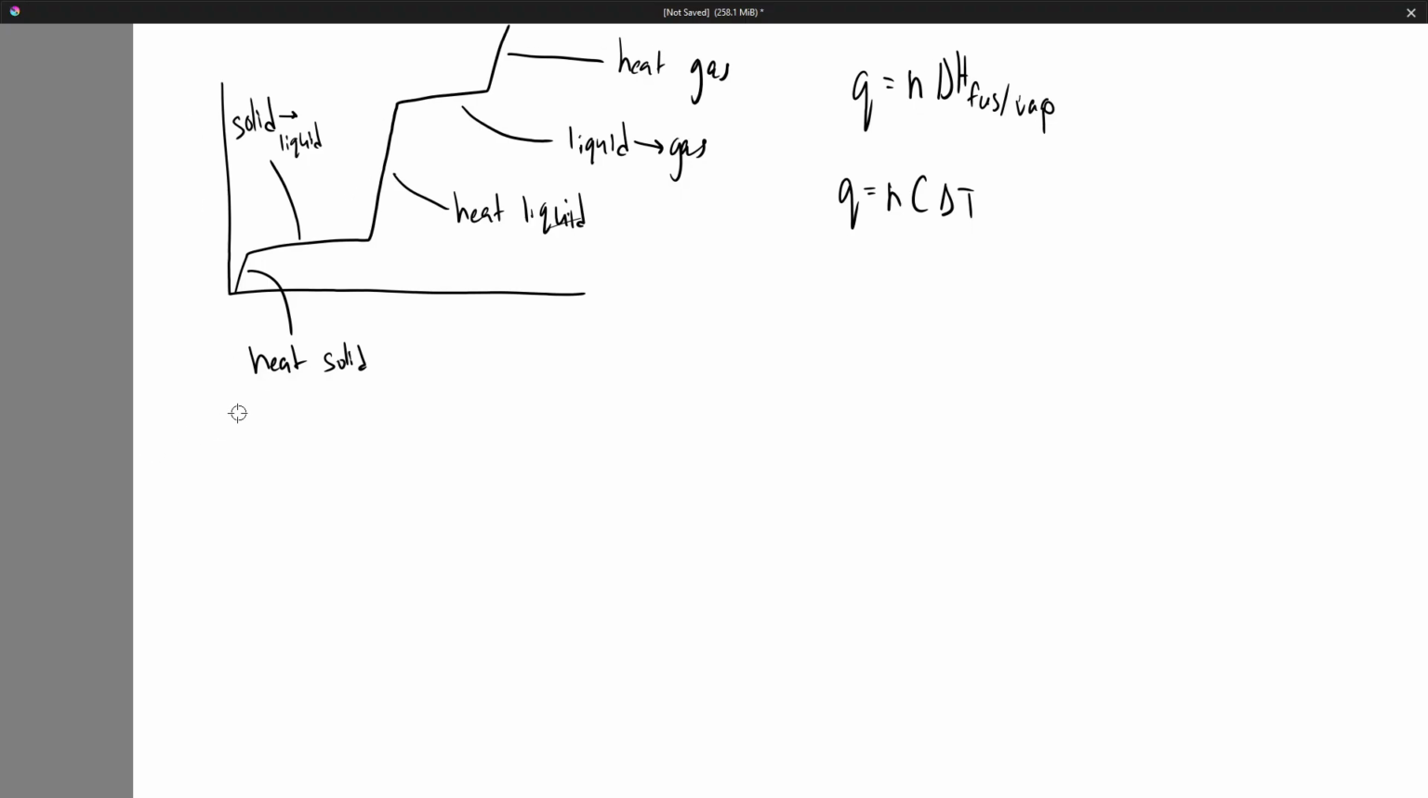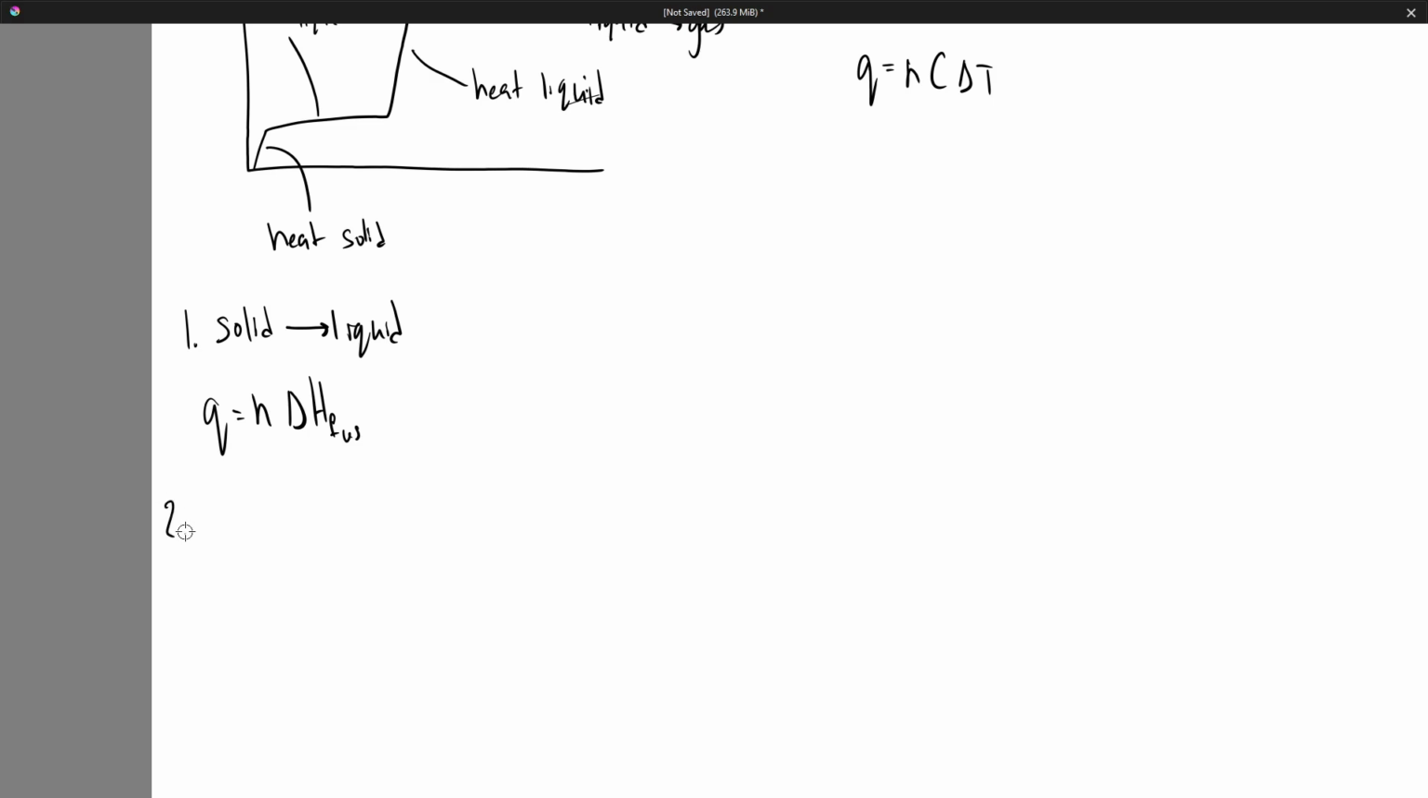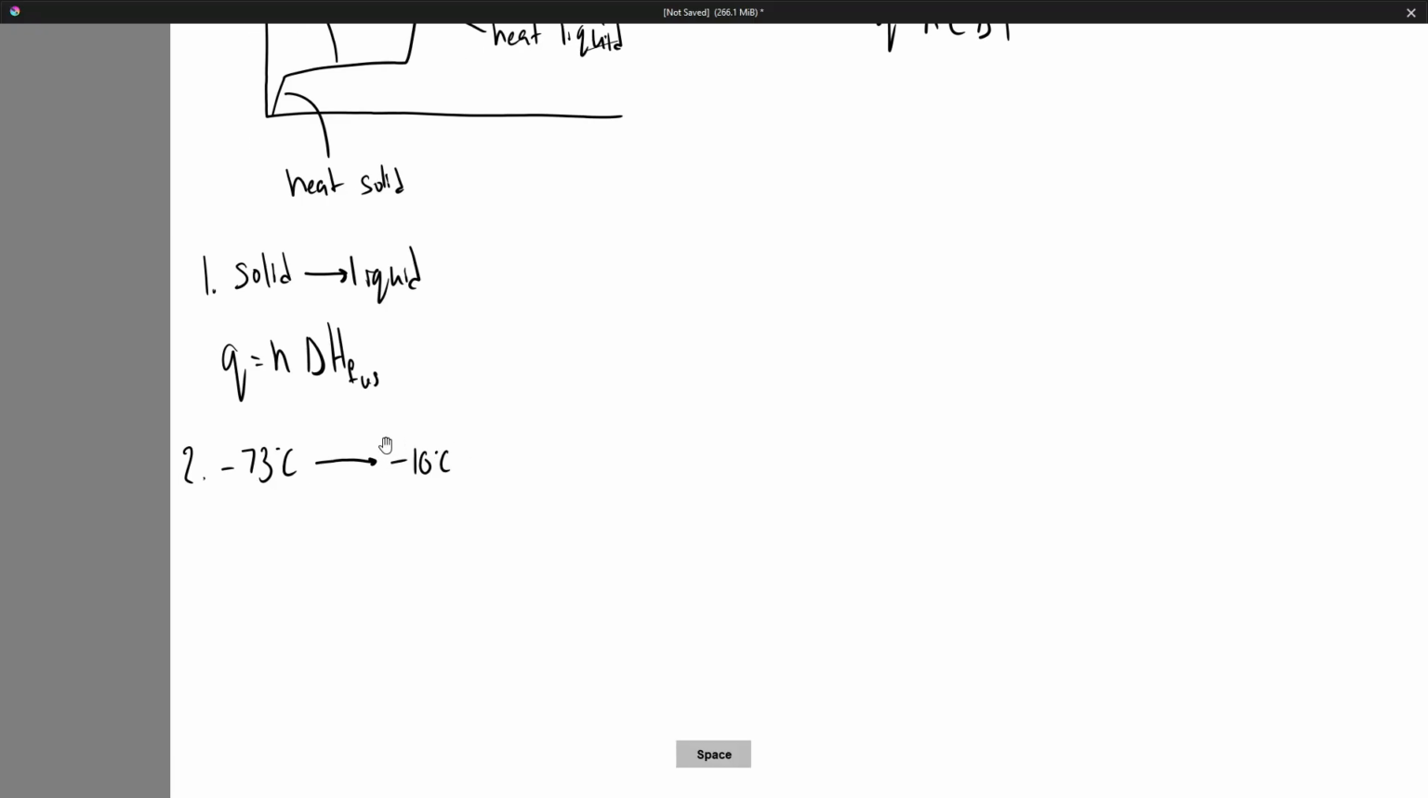So first let's split it up into steps. First, we're starting at melting point, so we're converting it from a solid to a liquid. And like I said, you use the equation Q equals N times heat of fusion this time because you're melting it. Now you want to heat it up from its melting point, which is negative 73 degrees Celsius, up until its boiling point, which is negative 10 degrees Celsius. So for that one, you use Q equals NC delta T.